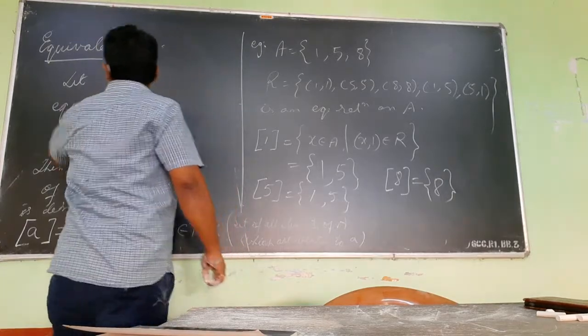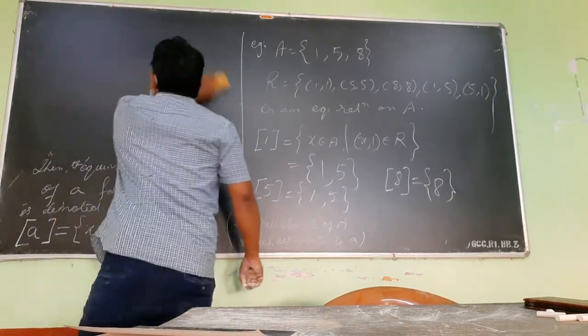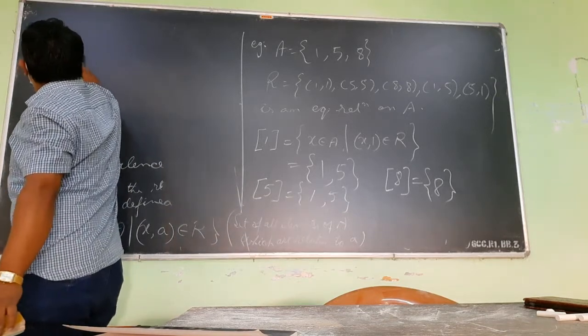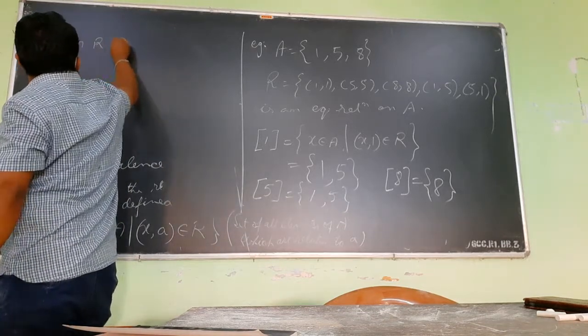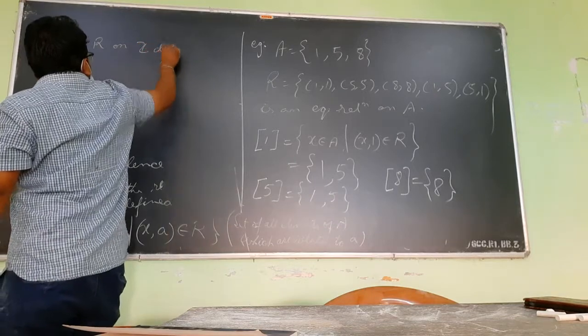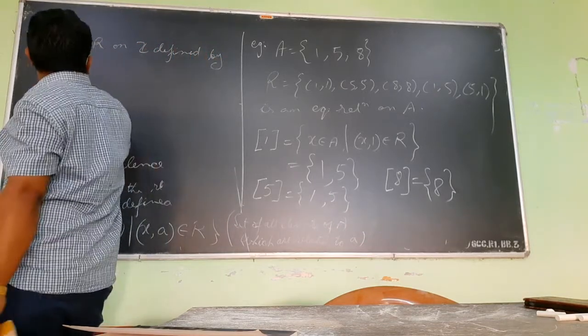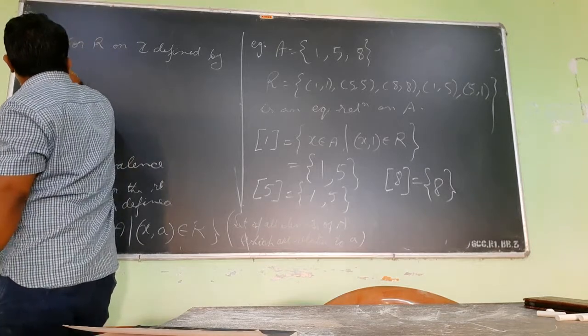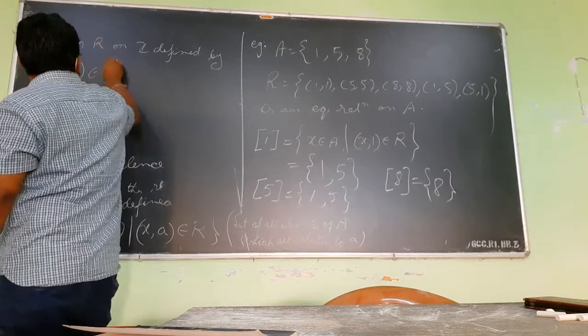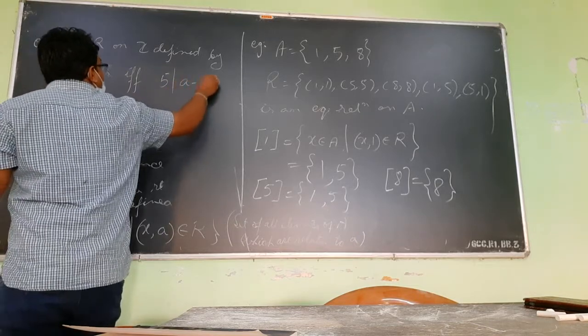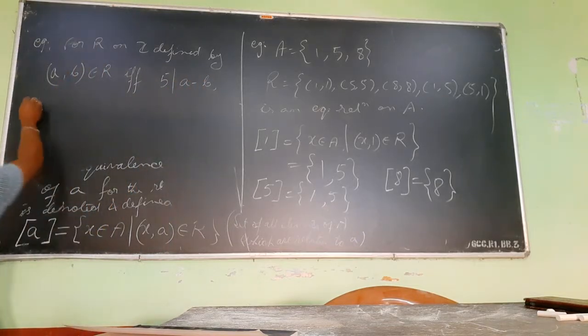Similarly, we have seen another one, so let us try that also. Another example: the relation R on Z defined by (a, b) belongs to R if 5 divides a minus b. What is the equivalence class of 0?